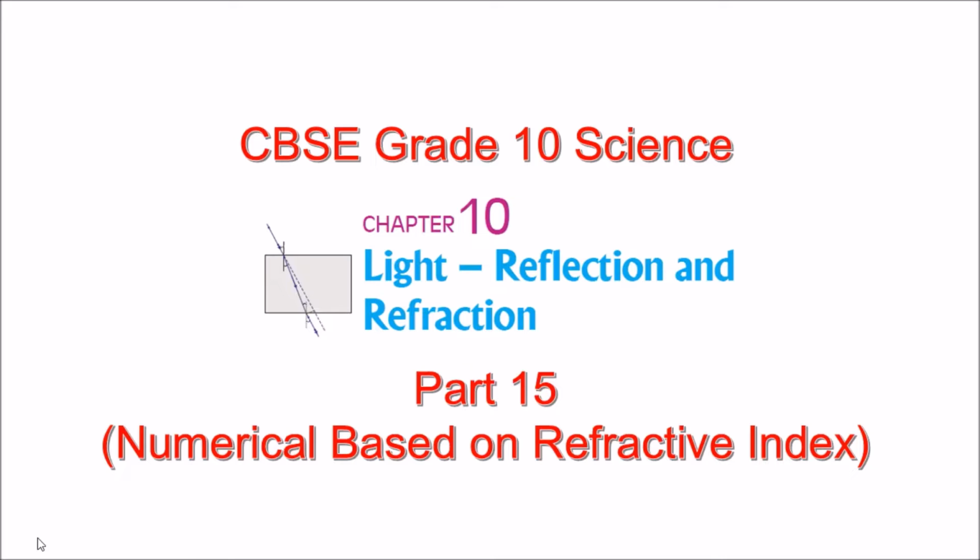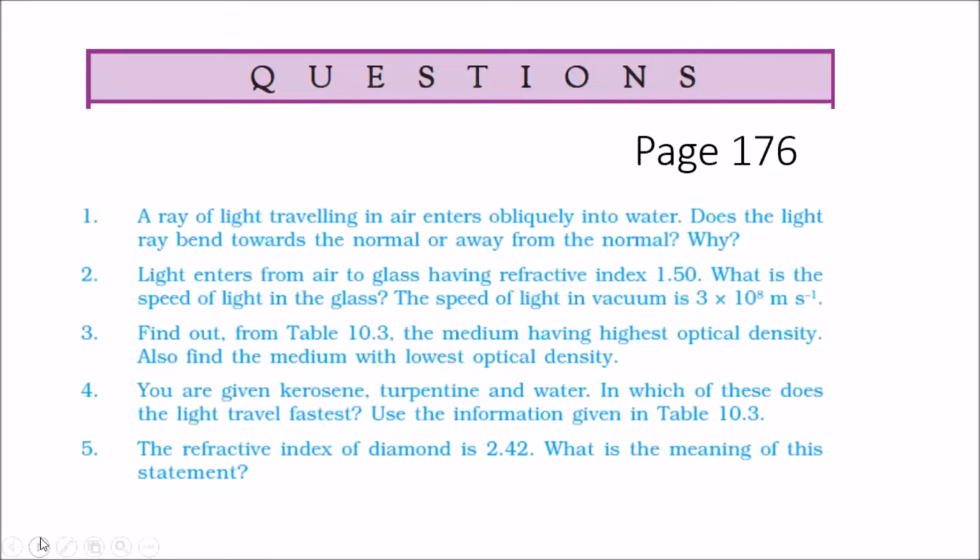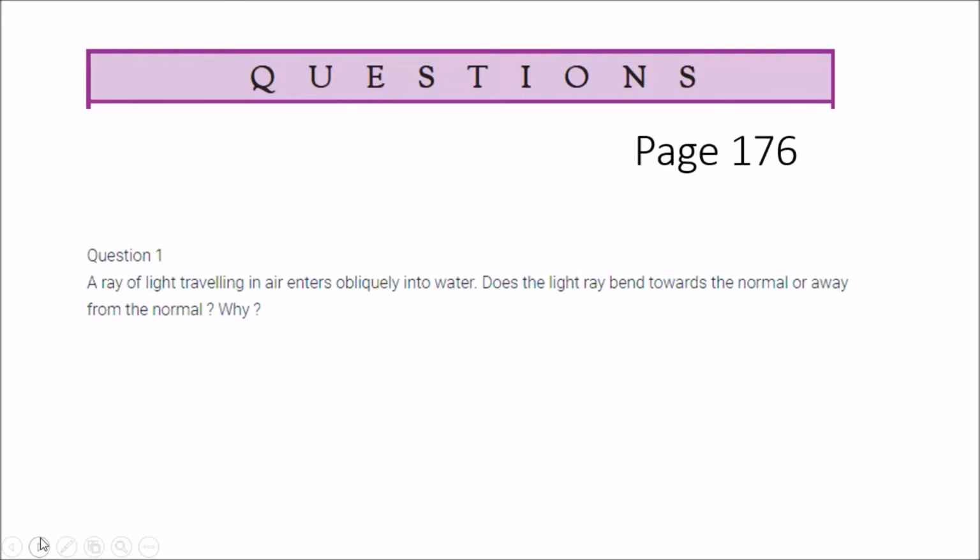So let's go ahead and see what type of numericals we have in the textbook. If you see page 176 of your NCERT textbook from the chapter Light, Reflection and Refraction, there are 5 questions which are based on the refractive index. So let's solve them one by one. Question 1 goes like this.